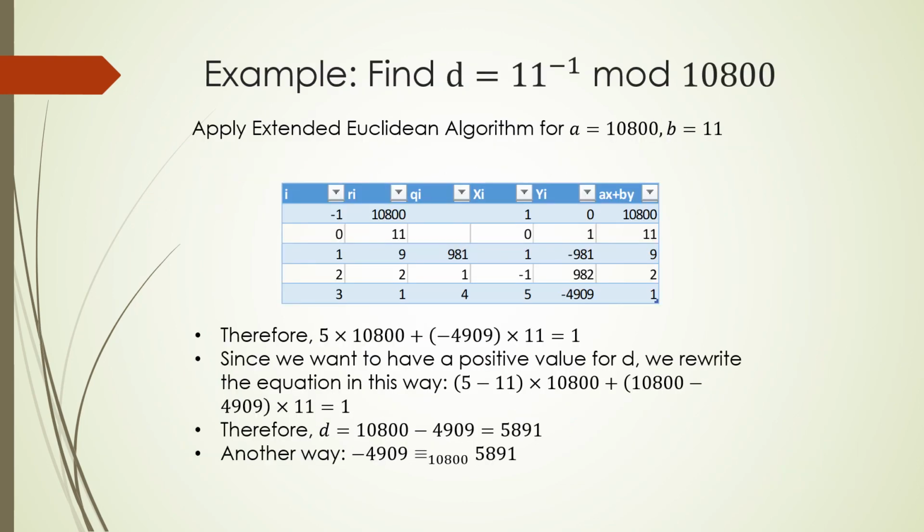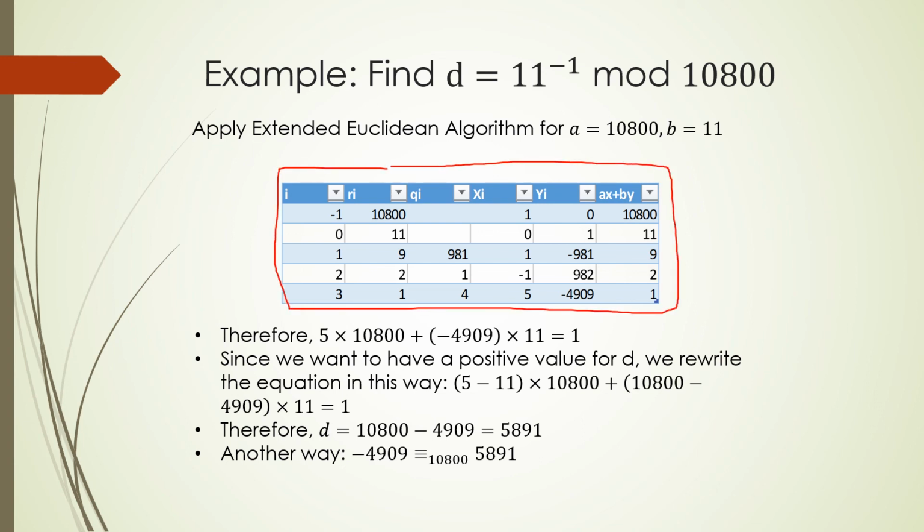Just to show you how easy it is to calculate e inverse to reach d, I have used a very simple Excel sheet that basically implements the extended Euclidean algorithm and all those recursive relations to find out that 11 inverse mod 10,800 is equal to 5,891. That's the number that we saw in the previous numerical example.